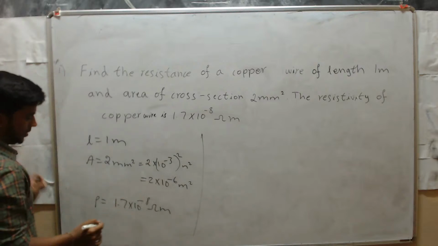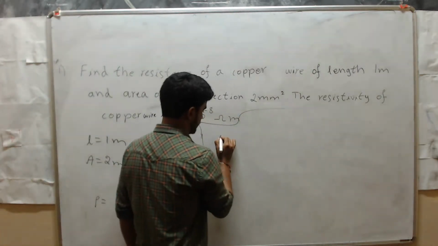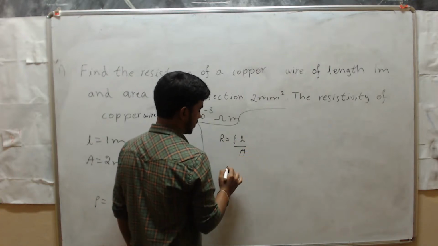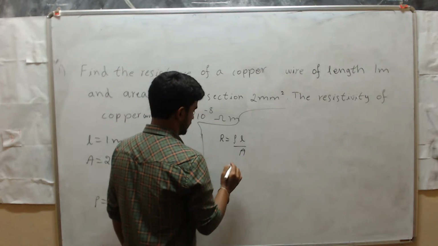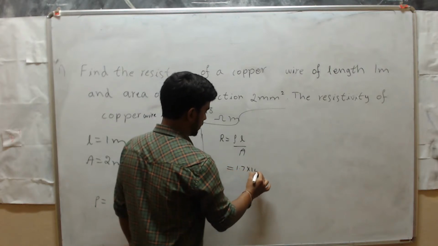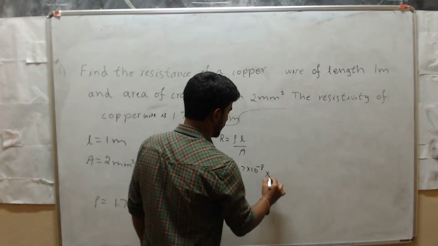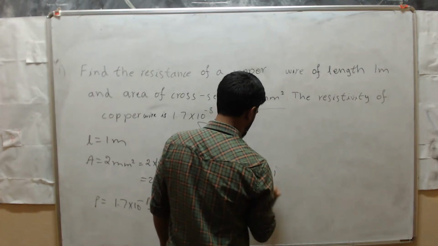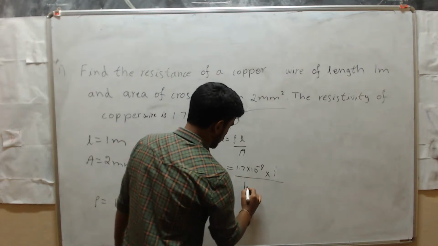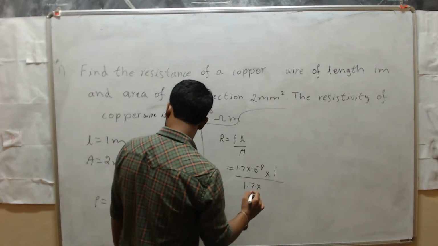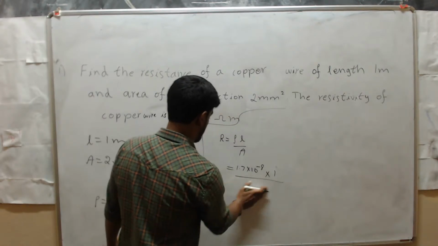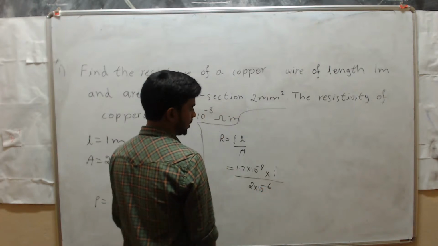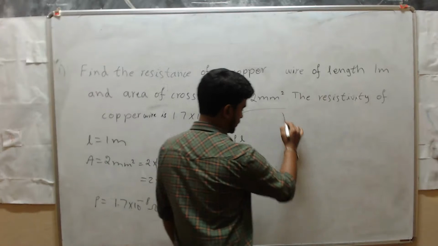We know the formula: R is equal to rho into L by area, length by area. Then rho is 1.7 into 10 raised to the power minus 8, the length is 1 meter, and area is 2 into 10 raised to the power minus 6. When you multiply by one, you get the same answer.